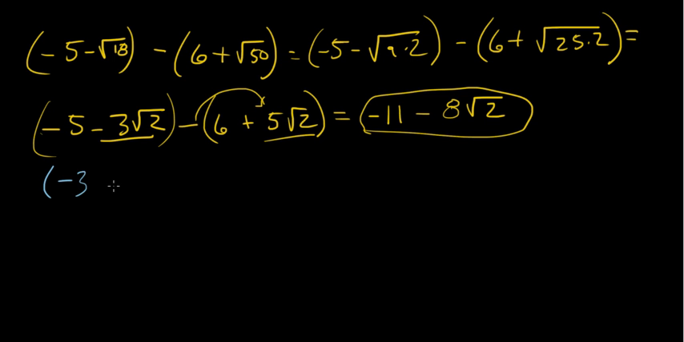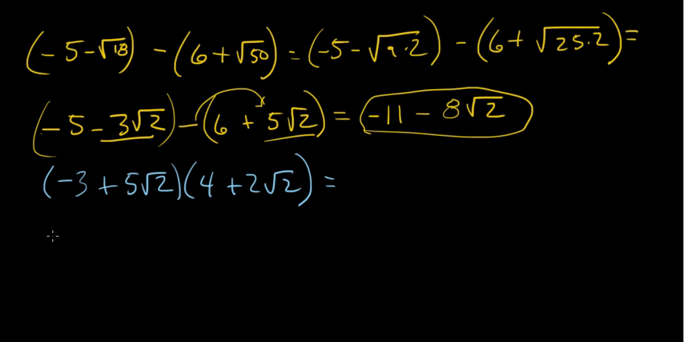Negative 3. This time we're going to multiply. Negative 3 plus 5 square root of 2 times 4 plus 2 square root of 2. Well, we're going to treat that square root of 2 just like it were an x or an i or whatever, and we're going to FOIL this, okay?